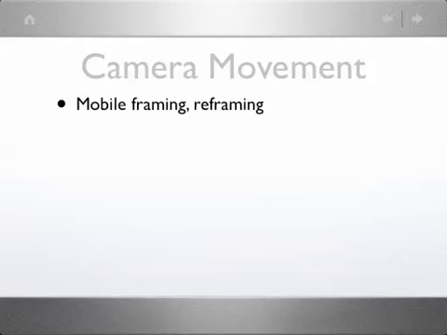Some of the things that are possible with camera movement from a stylistic standpoint are mobile framing and reframing. This is simply the idea that because a camera is able to move in a variety of different ways, when the action is taking place in a scene of a movie, the frame can be moving as well. The frame does not have to remain stationary. There can be a mobility to the film frame that can allow it to follow the action that is taking place.